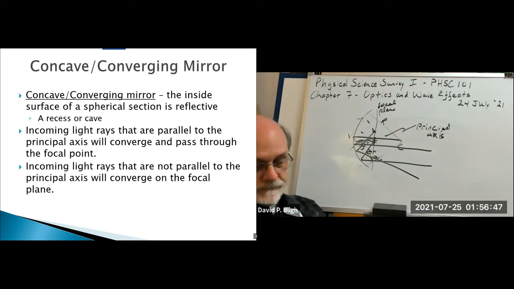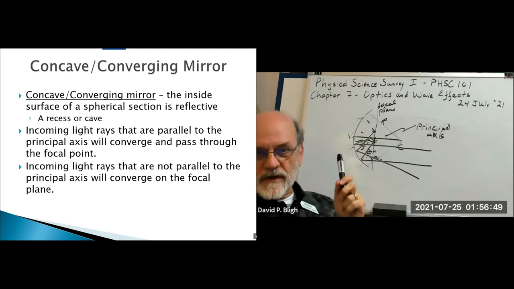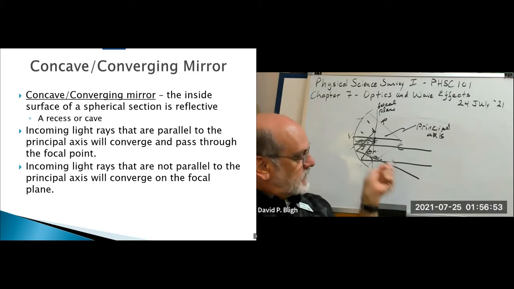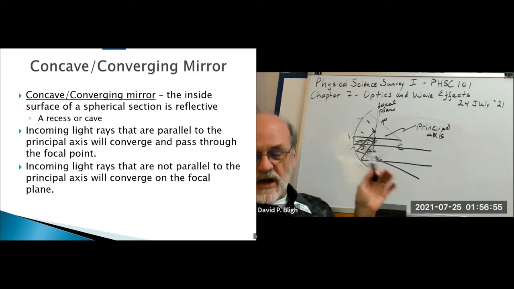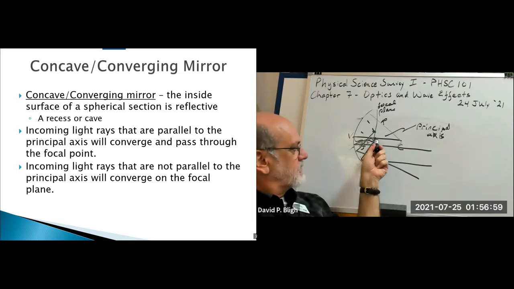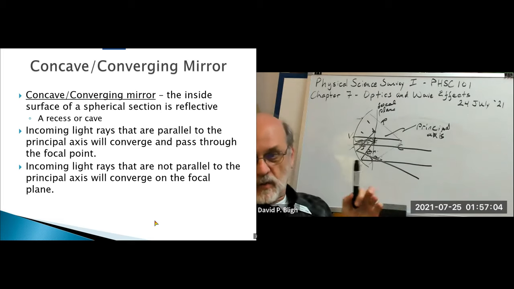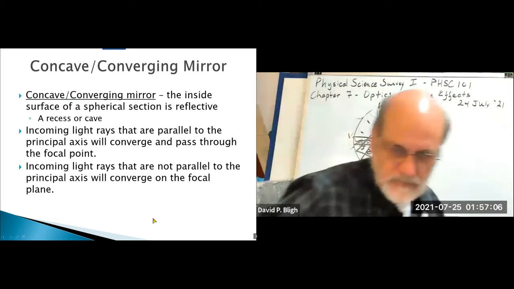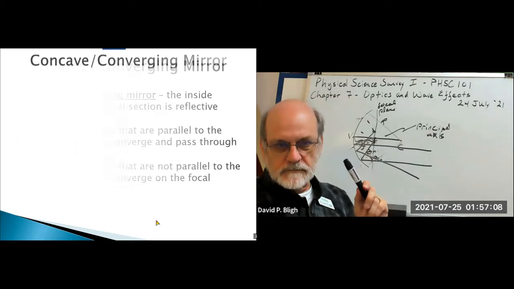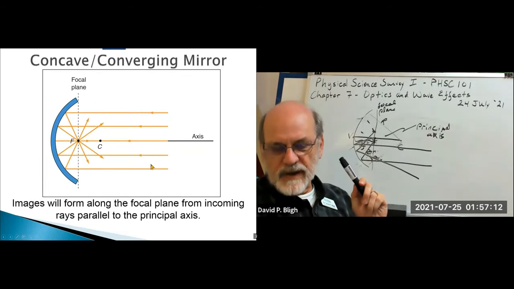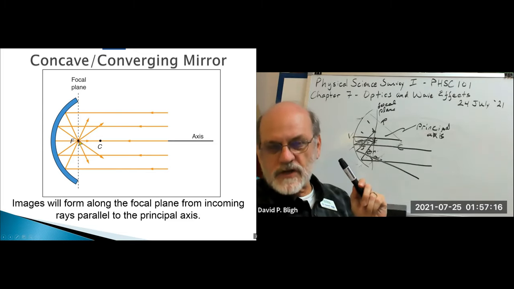All right. Now that's a problem with spherical mirrors. If the incoming light rays are off axis, then you don't get a good image at the focal point. So we'll talk about that later. So this is what parallel light rays would look like. They actually converge at the focal point.